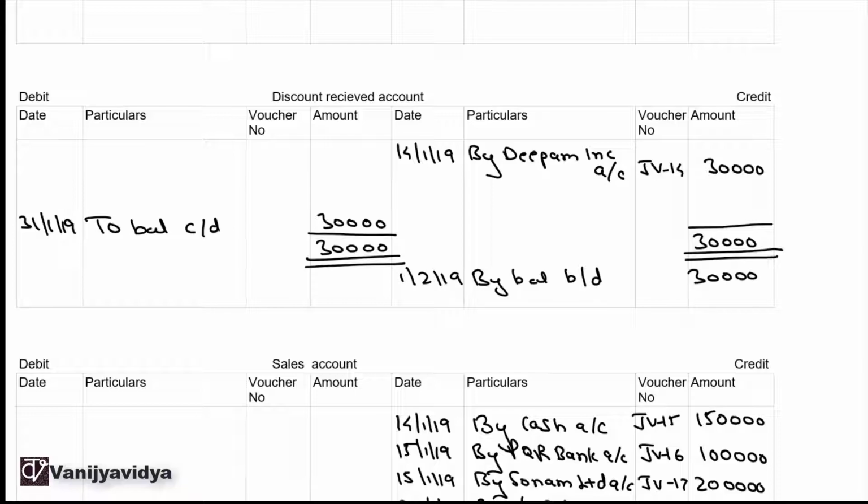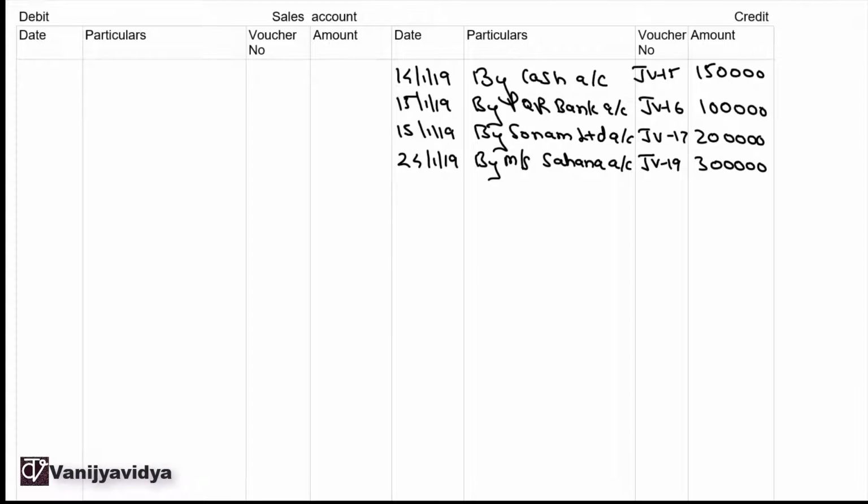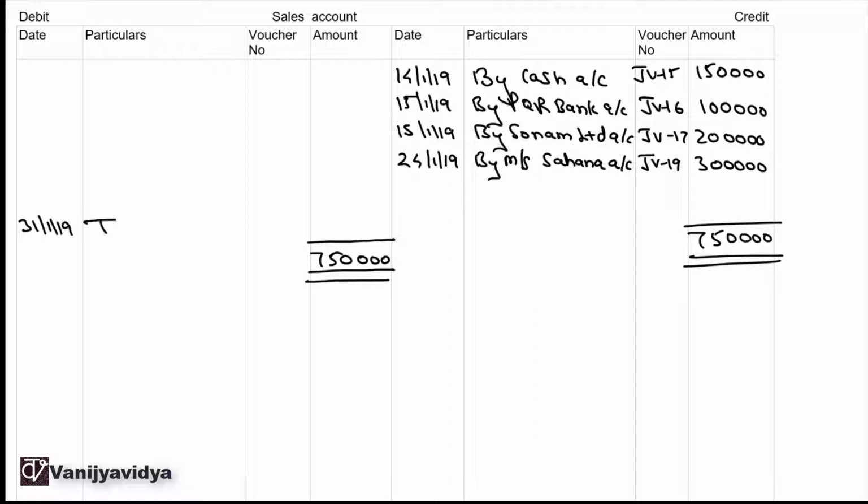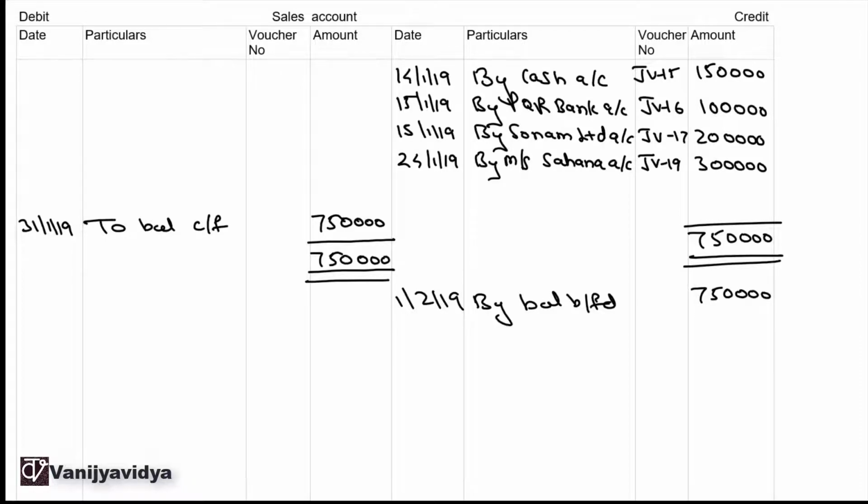You can also write balance brought down, carried down instead of carried forward. Now the next ledger account. Sales account. Total of debit side is 0. Total of credit side is 7,50,000. So we take the total 7,50,000 on both the sides. Then on the debit side, 31st Jan 2019, to balance carried down 7,50,000. On 1st Feb 2019, on the credit side, by balance carried down 7,50,000.